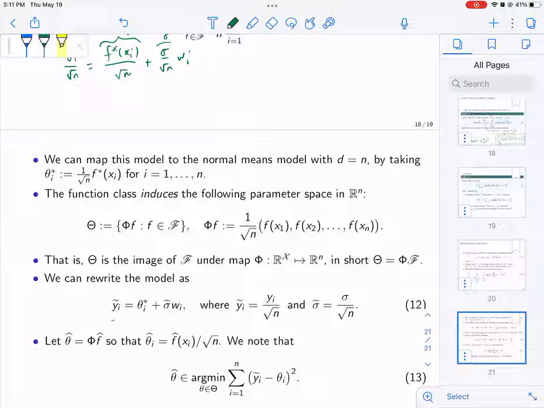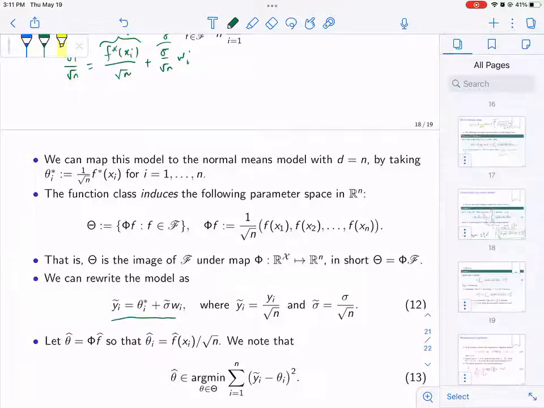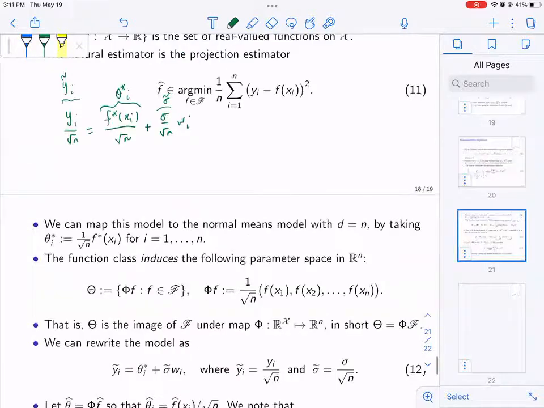So that's the setting. Y tilde is yi divided by root n, sigma tilde is sigma divided by root n. And if you want, you can think of this theta star as 1 over root n times (f star x1, up to f star xn). This is a particular map. So you can think of this as phi of f star. So it maps any function f to a theta star. And this map that maps f star to theta star is a linear map.